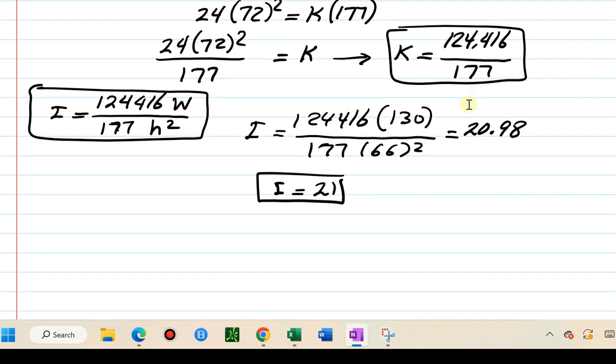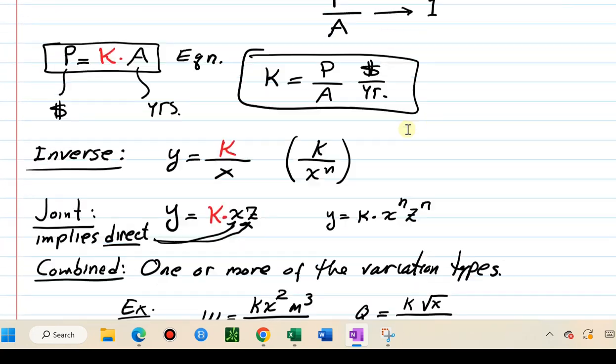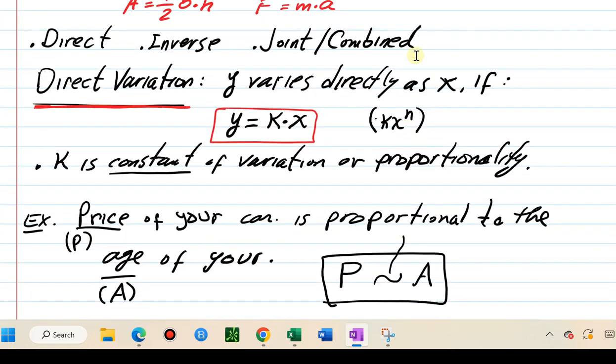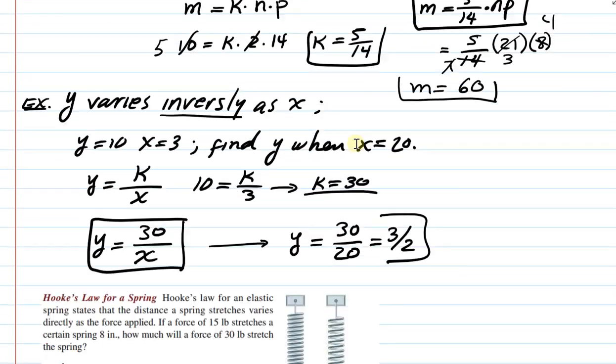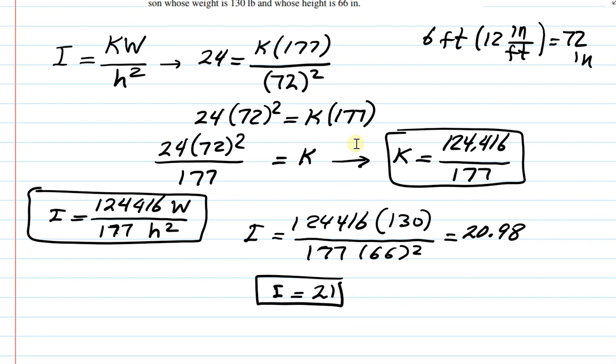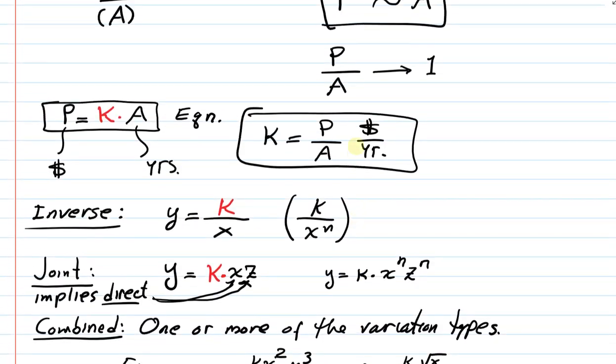All right, so that's all there is in this section. We took on the idea of variations: direct, inverse, and of course combined. The last one we just did is an example of combined variation. You see that? Because we have both direct and inverse. So that would be an example of a combined variation.